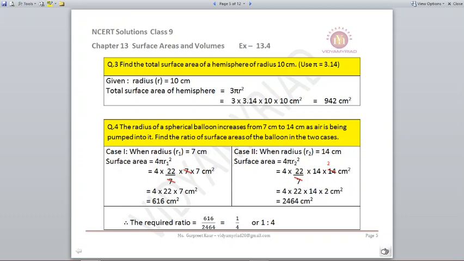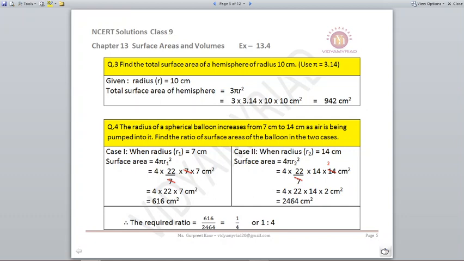Question number 4. Now here you are given the radius of a spherical balloon which increases from 7 centimeters to 14 centimeters, and we need to find the ratio of their surface area. So in case 1 we have taken R1 as the radius when your spherical balloon is 7 centimeters, and in case 2 we have taken R2 when the radius of the spherical balloon is 14 centimeters. So let us do case 1, 4 into pi into R1 square, which means 4 into 22 by 7 into 7 into 7, it gives you 616 centimeters square.